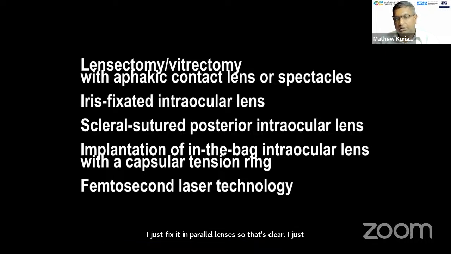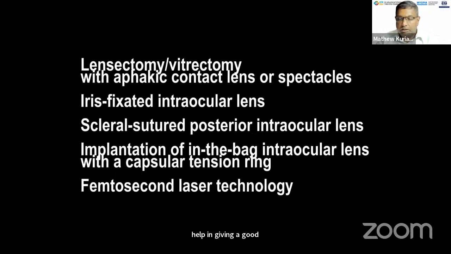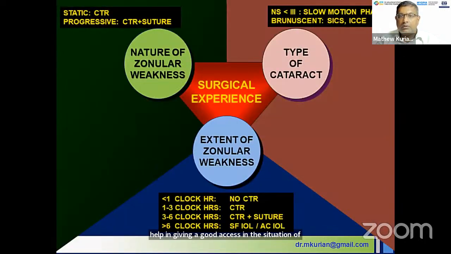Implantation in the bag is most desirable, and femtosecond cataract surgery can help in giving a good rhexis in the situation of weak zonules. The nature of zonular weakness matters: whether it is static, in which case we can use a CTR; if it is progressive, we need to use a suture. The type of cataract: if it is a very hard cataract, we need to plan for SICS or something like that. Otherwise, in a normal cataract, we can plan for phaco.